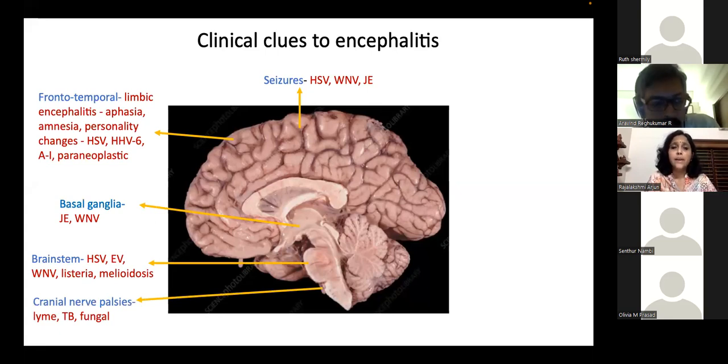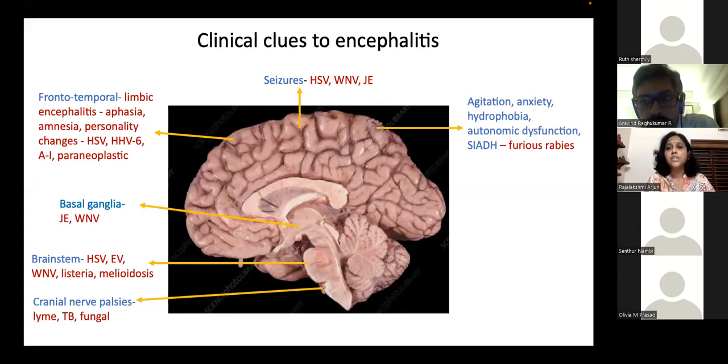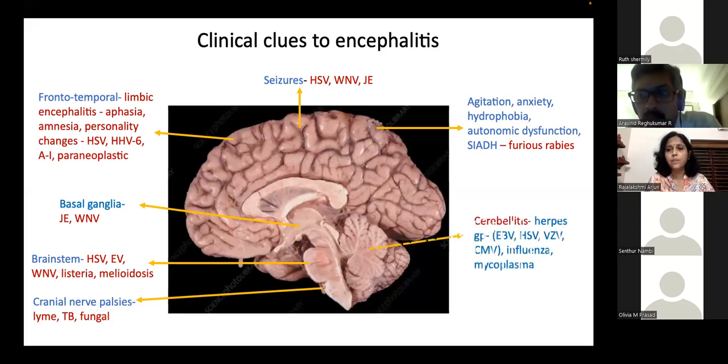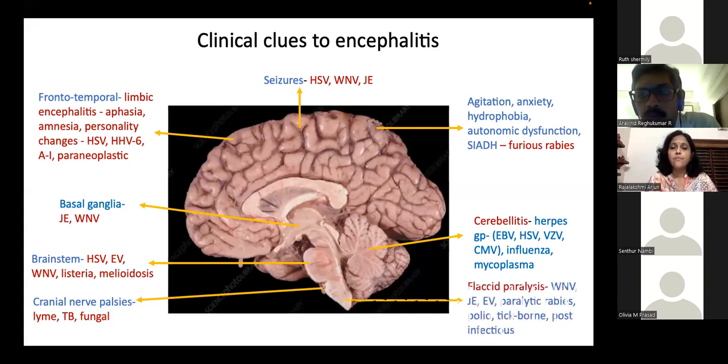Multiple cranial nerve palsies are much more common in TB and fungal than viral etiology. Agitation, anxiety, hydrophobia, autonomic dysfunction, and features of SIADH are commonly seen in furious rabies. Cerebellitis is classically seen in the herpes group of infections, including EBV, HSV, zoster, and CMV, and it is also rarely seen in influenza and mycoplasma. Flaccid paralysis is commonly seen in West Nile, JE, enterovirus, paralytic rabies, polio, tick-borne, and post-infectious. So it is very, very difficult to remember all this.